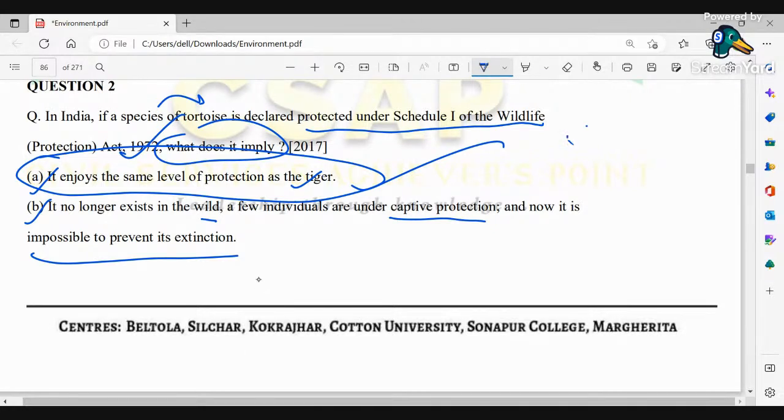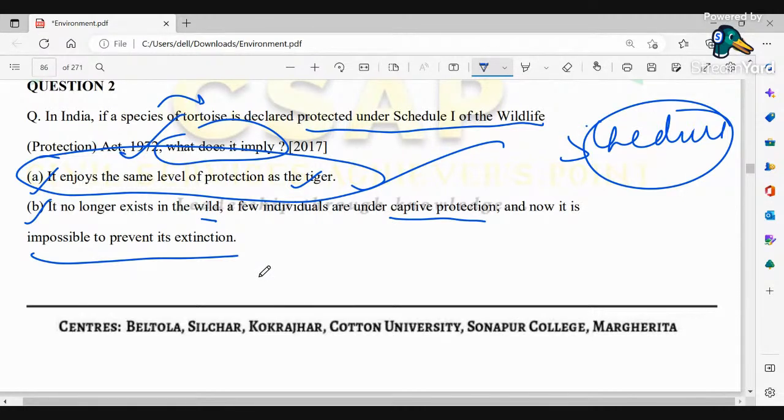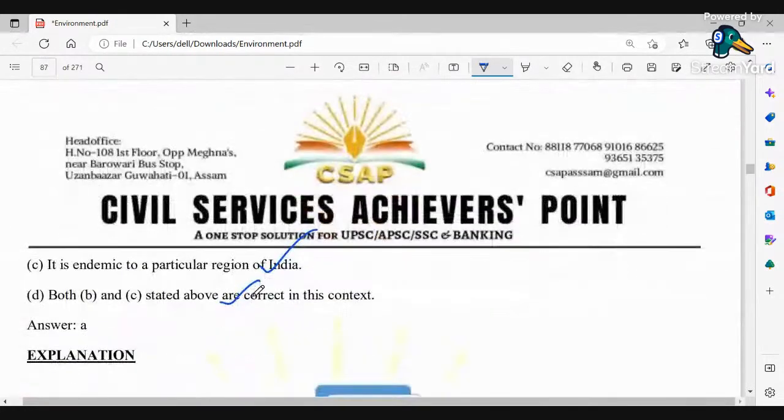So therefore, Schedule 1 includes tigers, crocodiles, and macaques. All these species, which are critically endangered or under the endangered category, are classified under Schedule 1 of the Wildlife Protection Act of 1972. Okay, next.